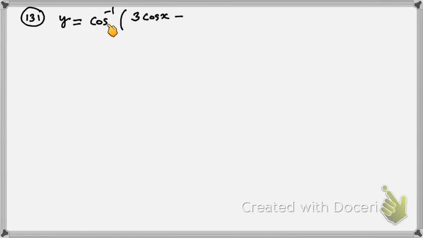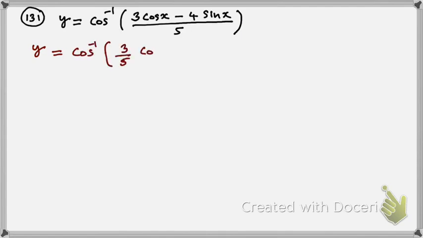This is y is equal to cos inverse of 3 cos x minus 4 sin x divided by 5. We do this question in a very special way. You should remember that you need to divide them separately by 5. So we write it as the first term divided by 5 minus the second term divided by 5. But we rearrange it as 3 by 5 cos x minus 4 by 5 sin x, dividing separately by 5.